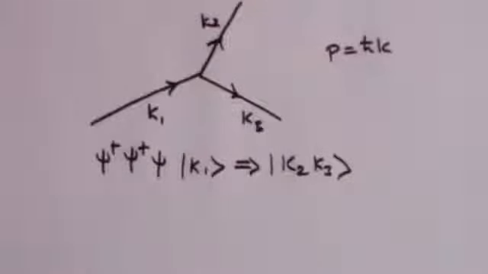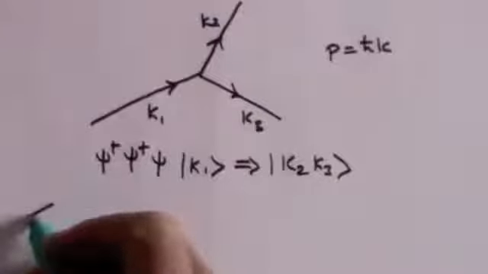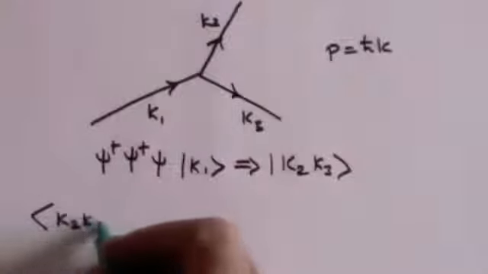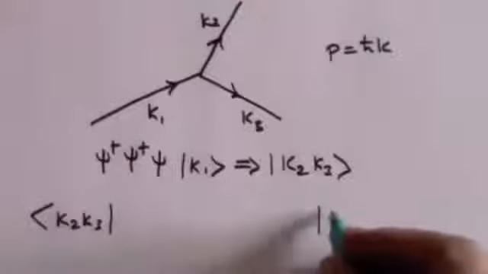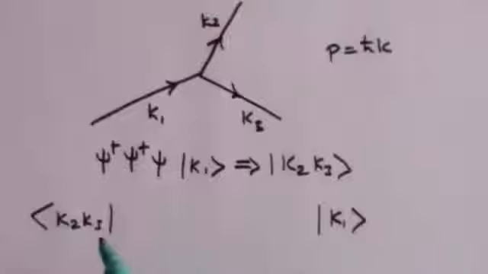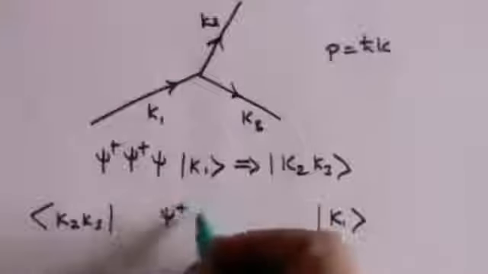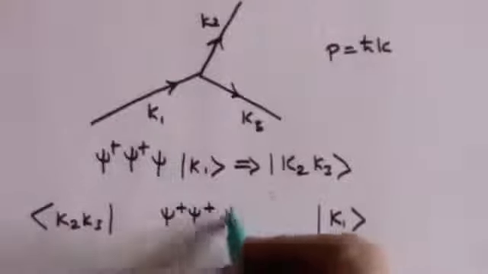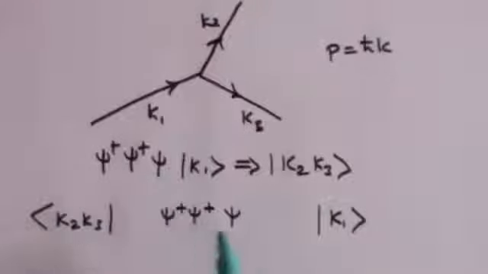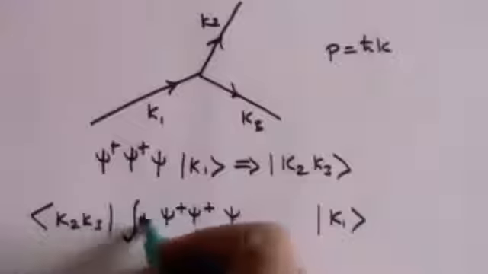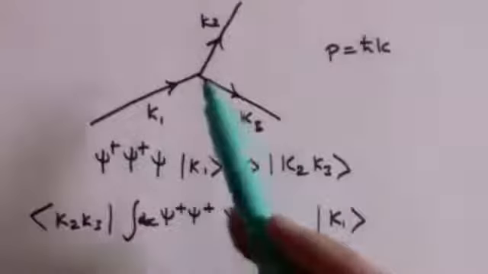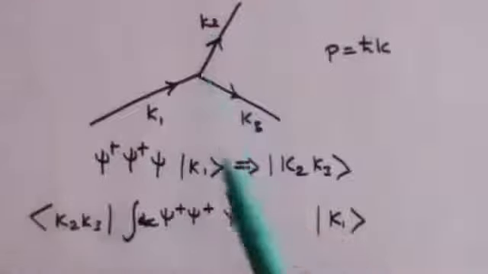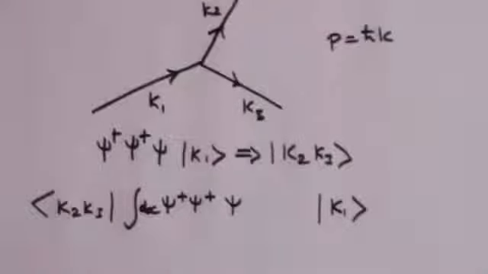And using exactly the same arguments as we did before, we will say that the probability of getting states K2 and K3, when you start with state K1, this is the inner product. Remember, that's the probability amplitude. It's the probability amplitude if you start with K1 that you will end up with K2 and K3. And of course, in the middle, all we have to put is the two creation operators and the annihilation operator. That's these here. This time we're going to have to integrate over all space. It's all going to happen at a particular time, but we don't know where in space this is going to take place, so we're going to have to integrate over all space.